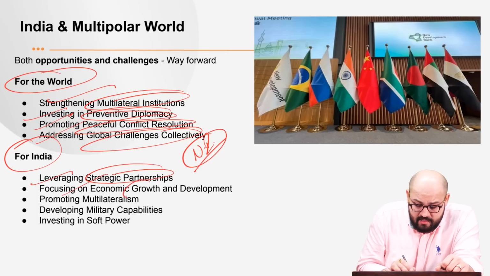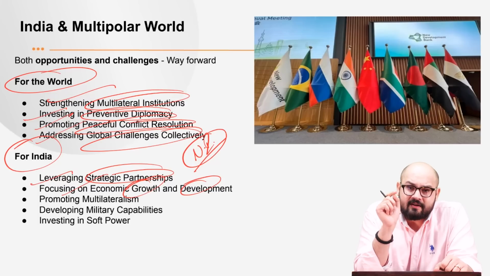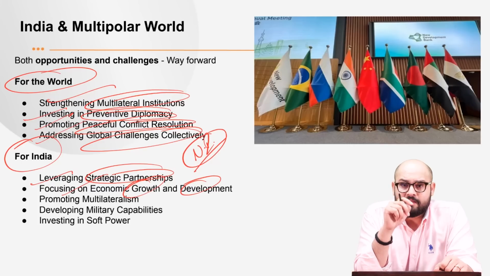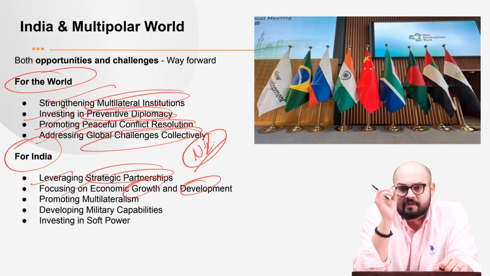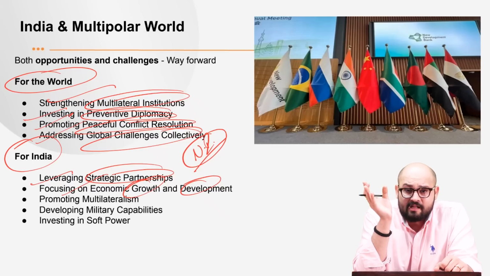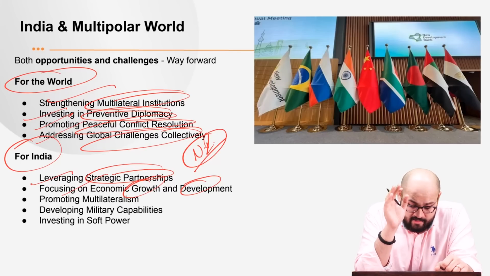Next is focusing on economic growth and development. As I said in the beginning, economic growth. If a country has good economic growth, it can transition into other powers as well, for example, military power, right? So India needs to invest heavily when it comes to education, skill development, and other aspects, right? So a proper investment in the socio-economic domain is required.